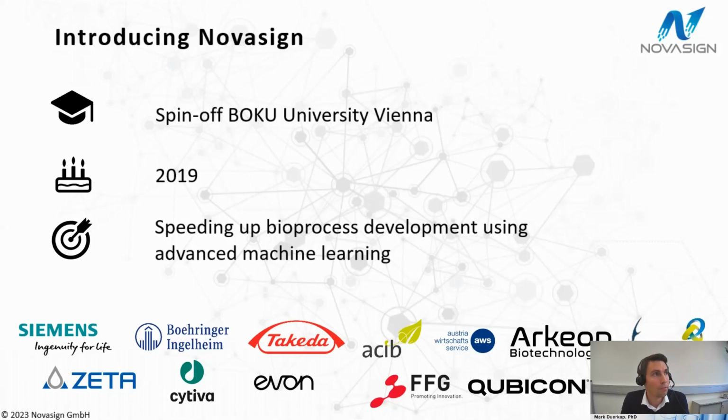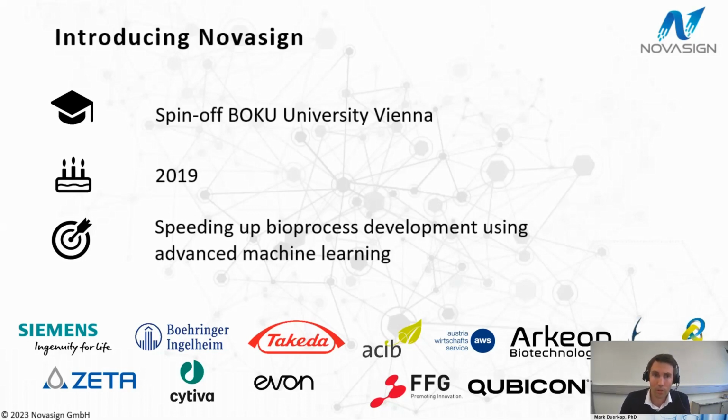And something like 5 to 6 years ago, we thought about how we can make things better and how we can use machine learning to accelerate this process even further. Based on that, we founded the company Novasign in 2019 with the aim, as said, to speed up the development process. And we already have quite some customers that use our tools in order to accelerate this development.